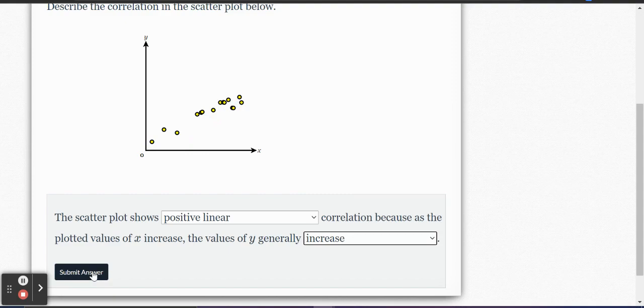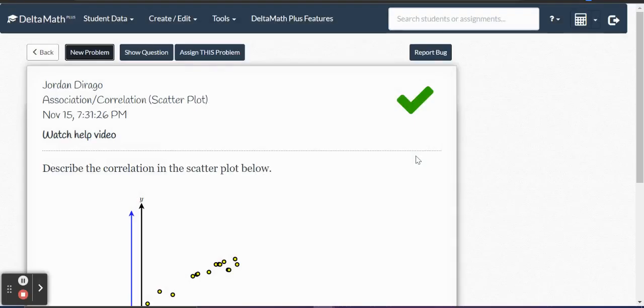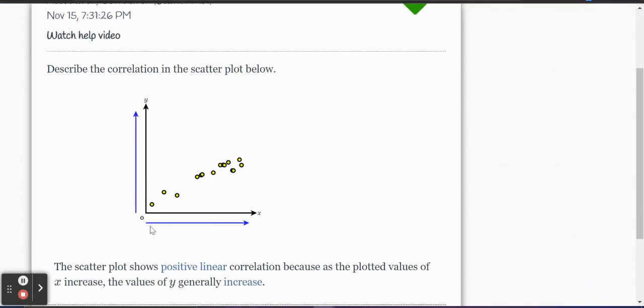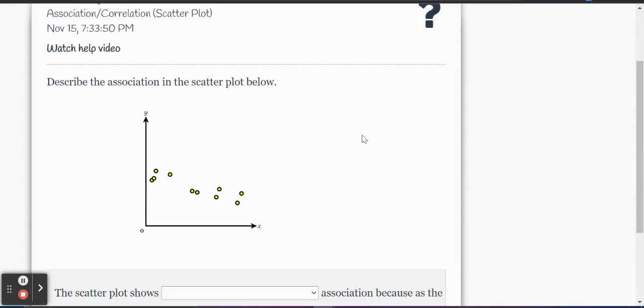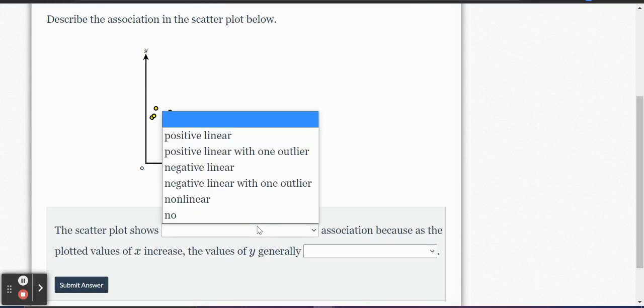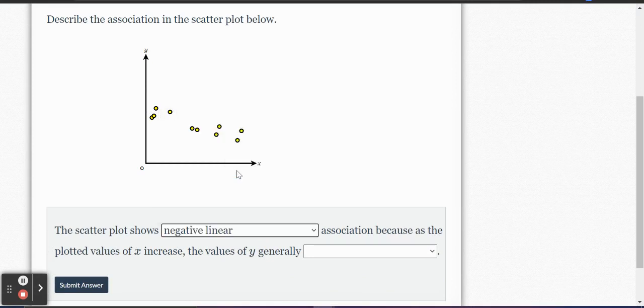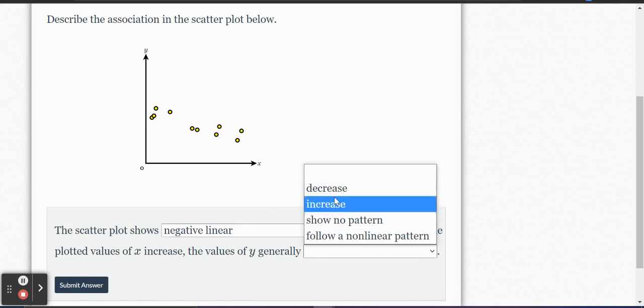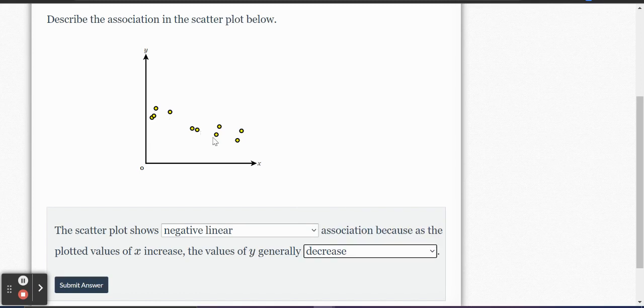Let's take a look. Submit. Yes, good. So as this increases, this increases. All right, let's look at another one. This one, it looks like they're going down. So this is going to have a negative linear association because as the plotted values of x increase, the values of y generally decrease. Okay, so they're going down.